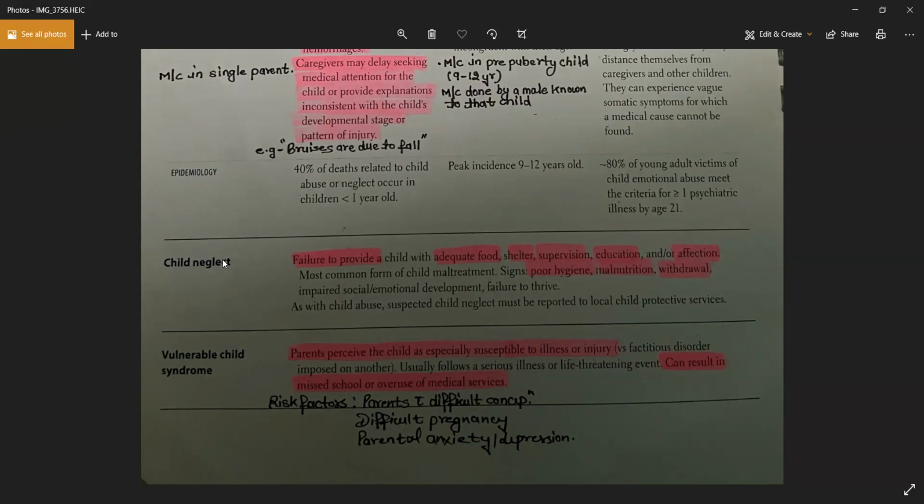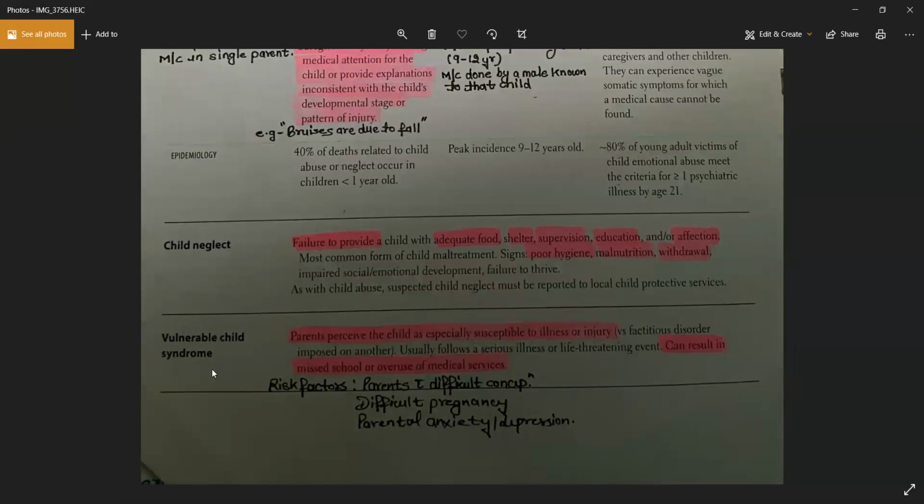Child neglect must be reported to child protective services whenever you encounter a child who has failure to thrive, or is very isolated from the surroundings, has poor hygiene and withdrawal. He cannot make eye contact with you, right? So think about child neglect in that case.